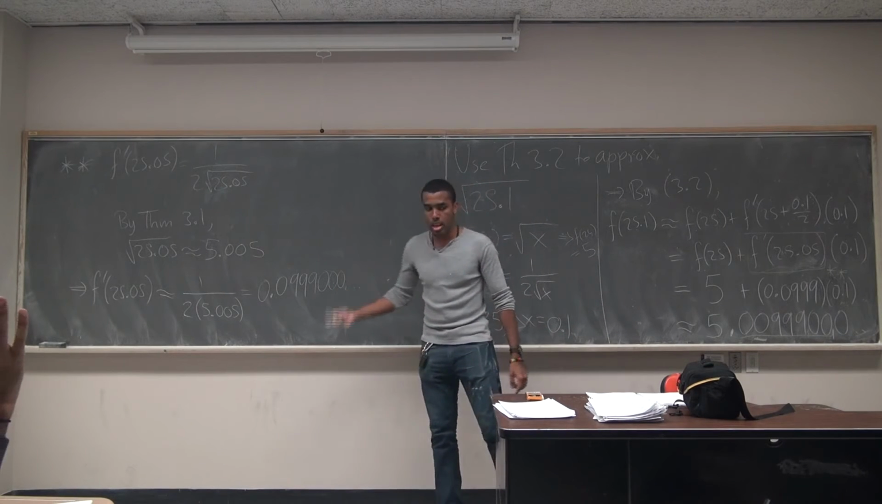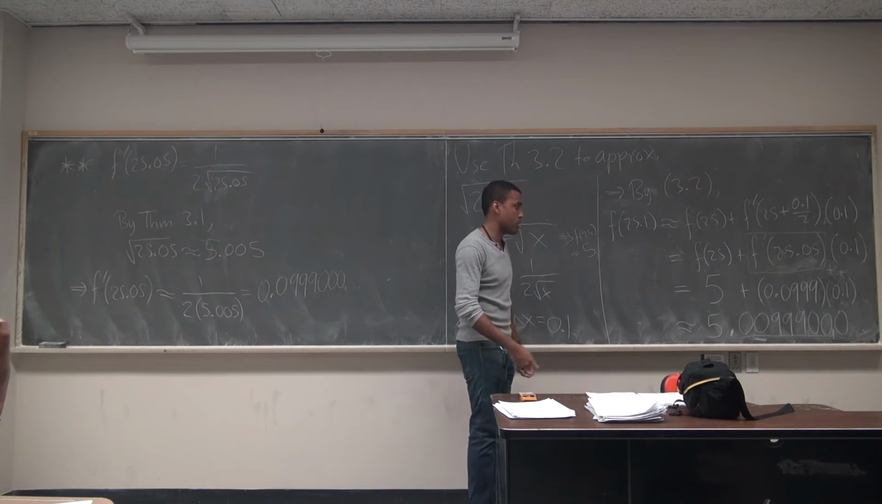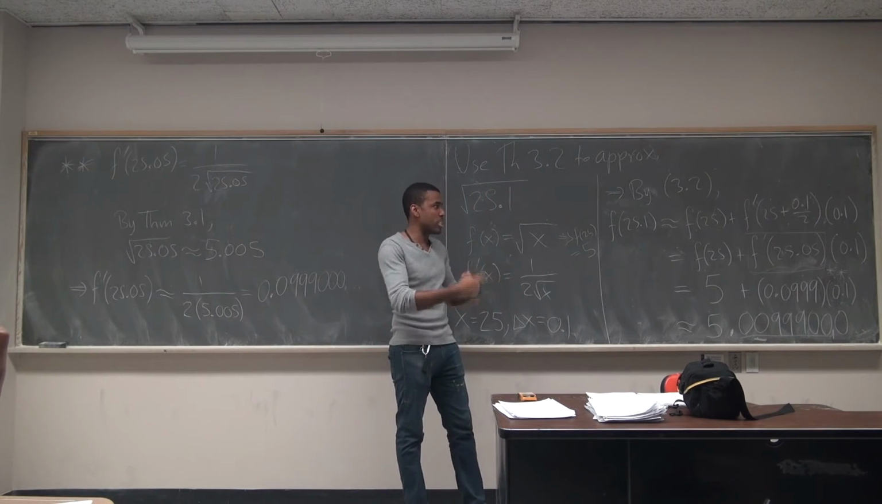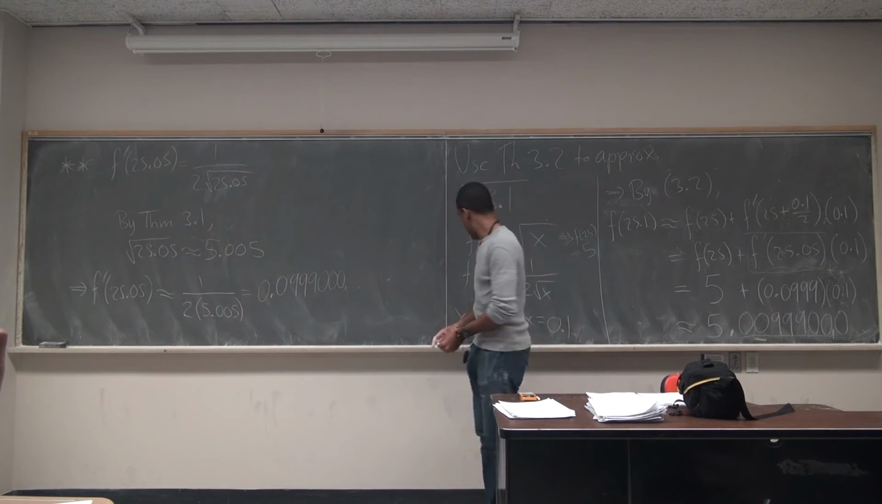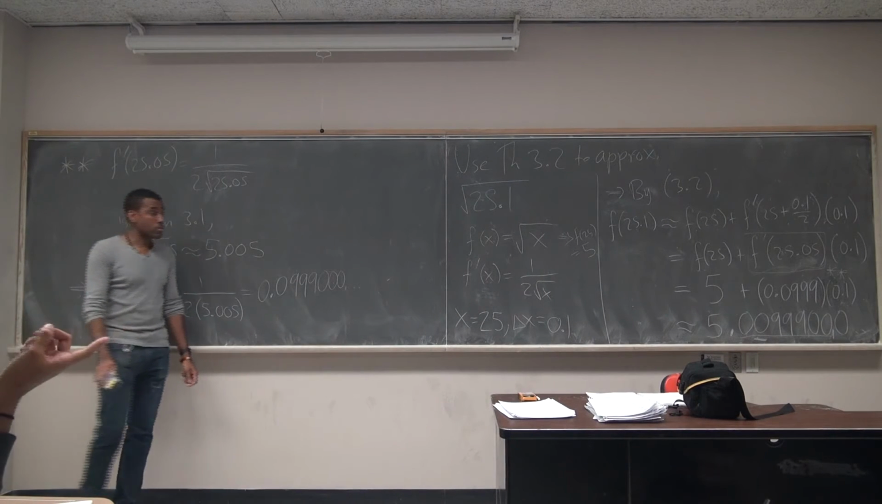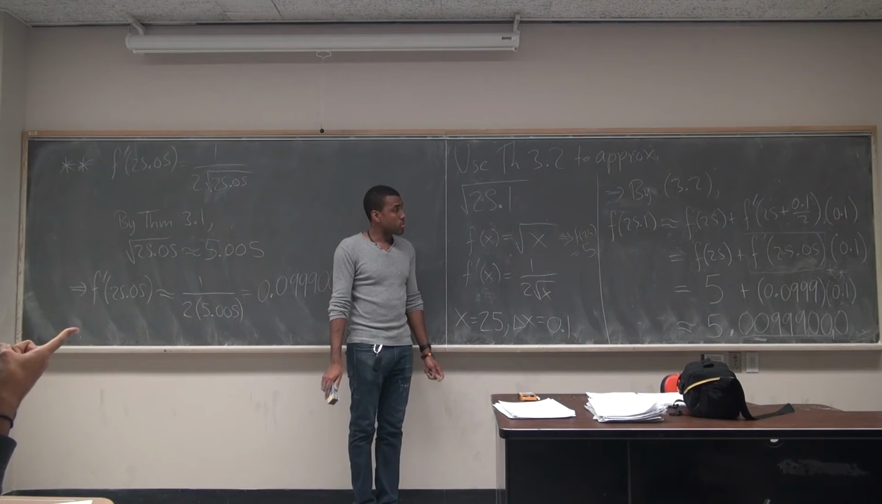So processing time is a huge deal when talking about computers. The more you can cut things down so that you don't have to compute as complex things, the better it is for you. Question. So why didn't you put 25.05 into this f prime?